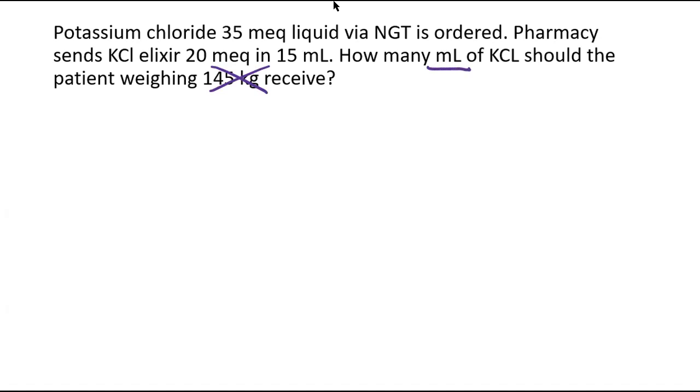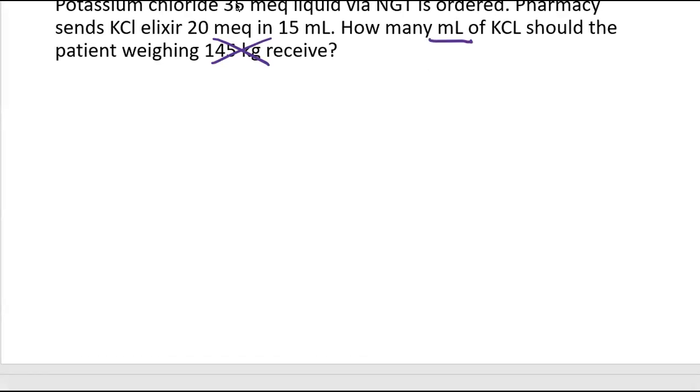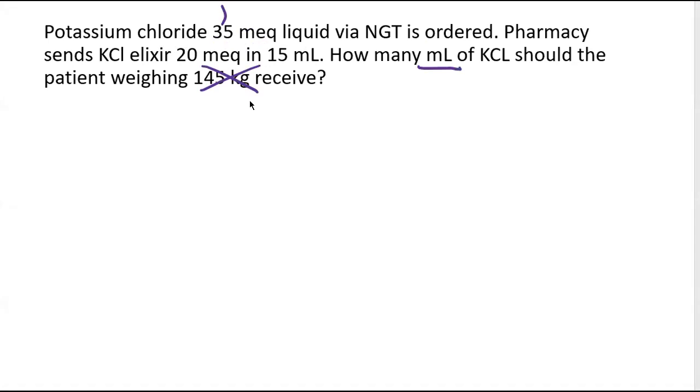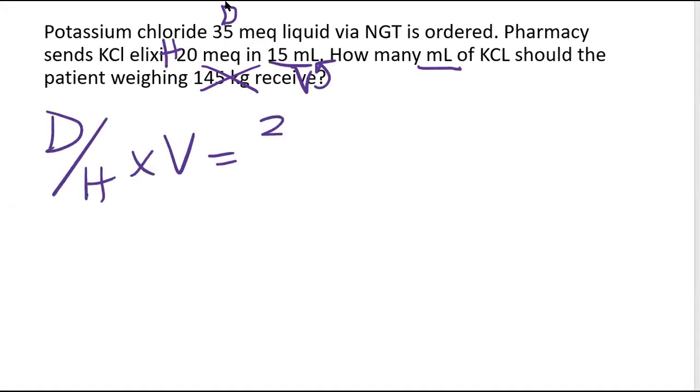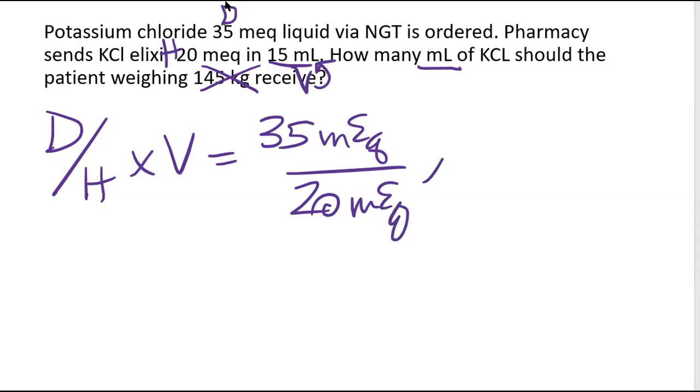The pharmacy is giving you 20 milliequivalents per 15 mLs. So we have to figure this one out. Okay, so that's desired. That's making me move things around again. This is desired, and this is have, and this is volume up here. Okay, so we have all of it here. Desired over have times volume. We have 35 milliequivalents divided by 20 milliequivalents times 15 mLs.